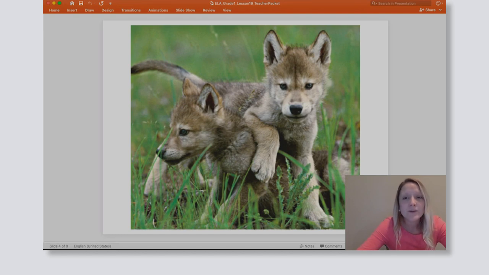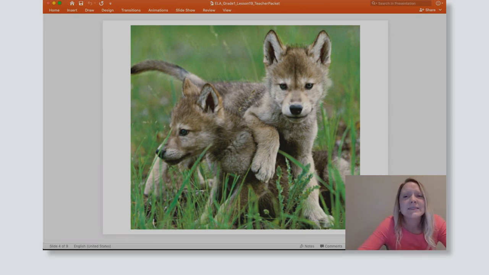So the author told us that the wolves live in packs. Can you say that word with me together, boys and girls, on the count of 3? Ready? 1, 2, 3. Packs. What do you think that means? Yeah, if they're living in a pack, they're living together in a group, kind of like a family.